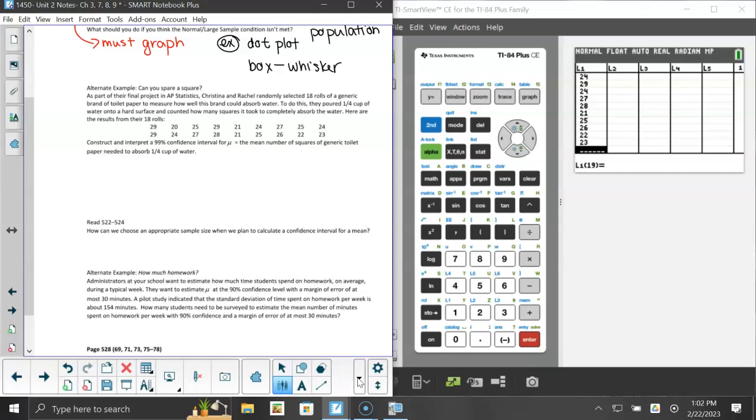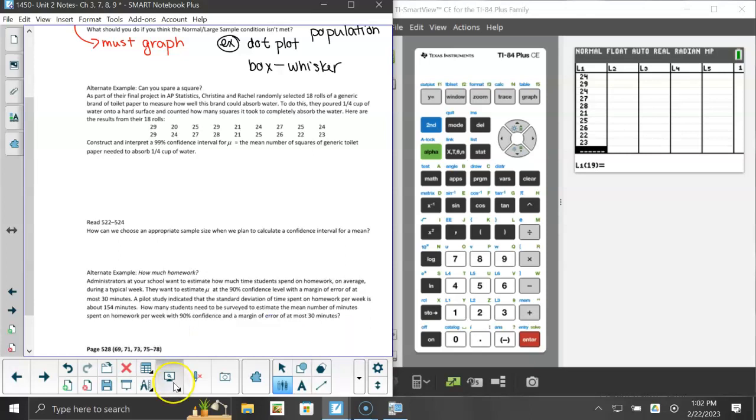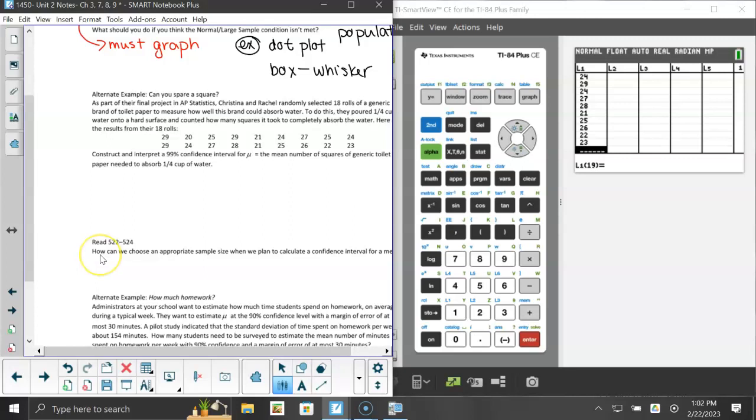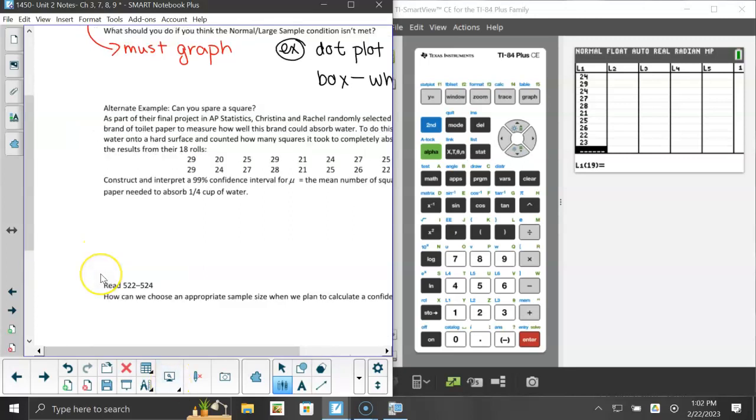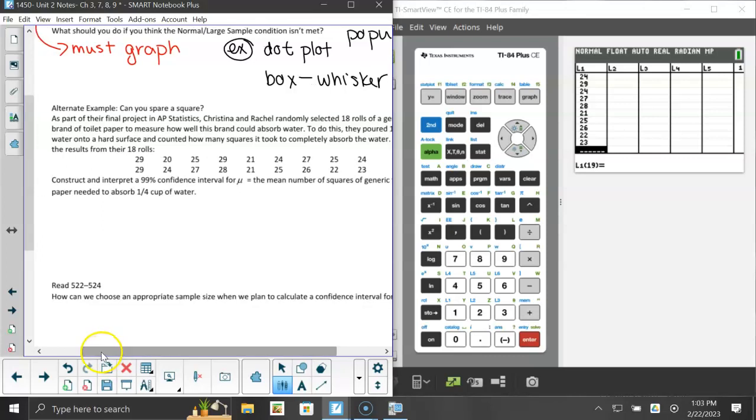Alright, so we got 4 steps. We did the 4 steps yesterday: state, plan, do, conclude. So we need to construct a 99% confidence interval for the mean, and we're going to do it from data. So step 1 is state. We are going to run a t-interval.